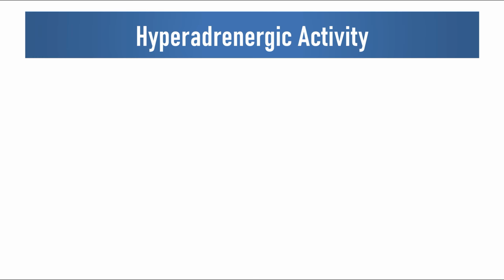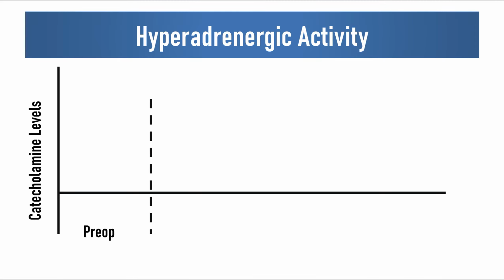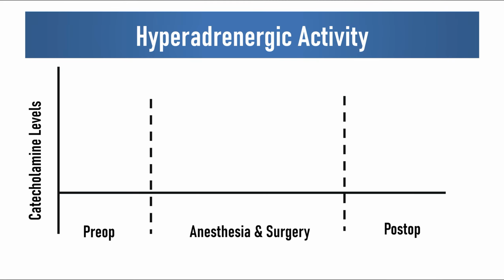Let's draw a new graph. In this situation, the y-axis is catecholamine levels. That's adrenaline, noradrenaline, epinephrine, norepinephrine. We will look at different timings: preoperatively, during anesthesia, and then post-op. Let's see what happens. Preoperatively, the patient's catecholamines rise precipitously as the time of surgery nears, as they are very anxious, particularly younger adult patients.